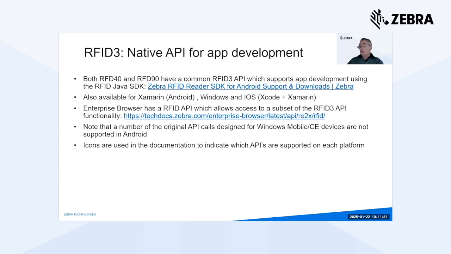Just a note, when you look at the documentation and you look at the API list for RFID in Enterprise Browser, you'll see that there's an icon next to the API calls, and just make sure if you're developing an Android app that has the Android icon beside the function that you want to use, because some of the functions were only implemented on the Windows platform and they're not available on Android. So just be aware that you need to check for the Android icon.